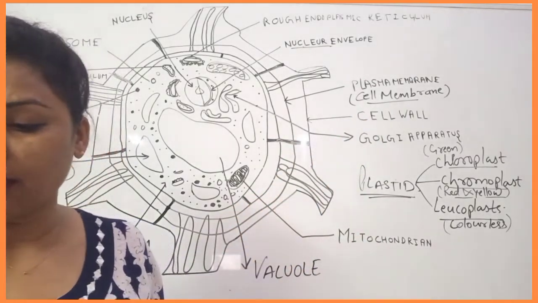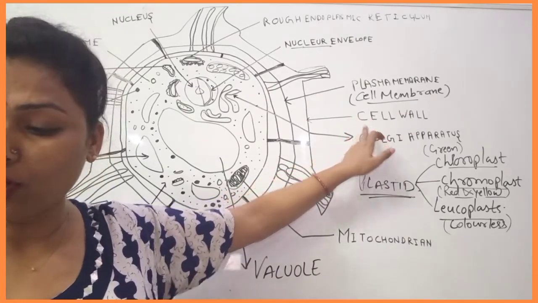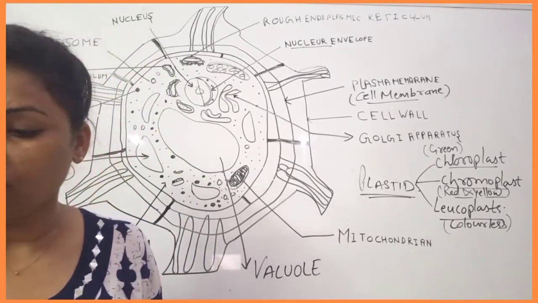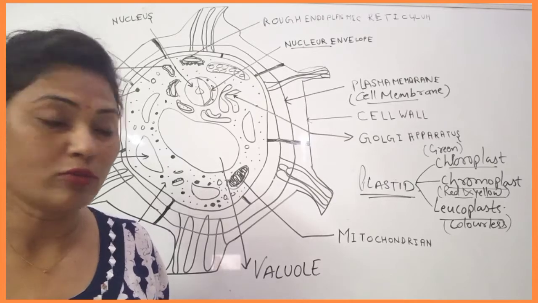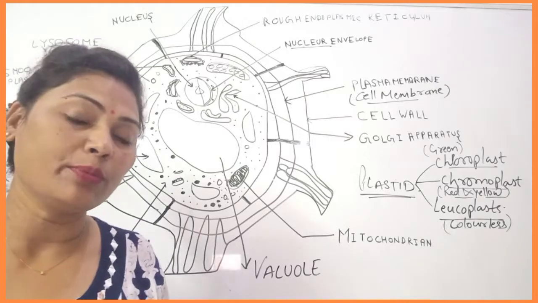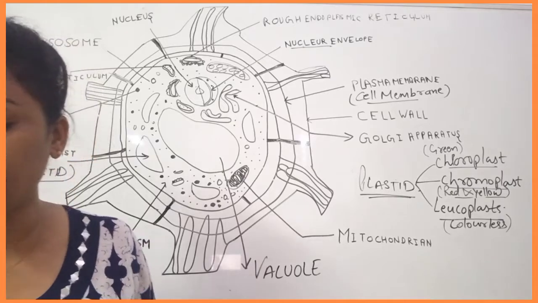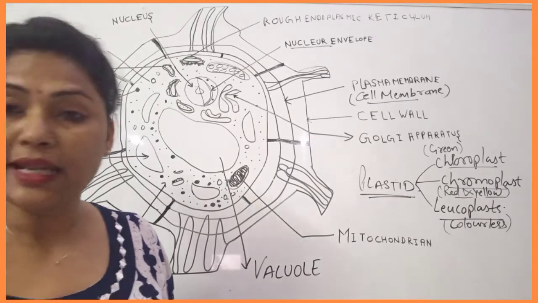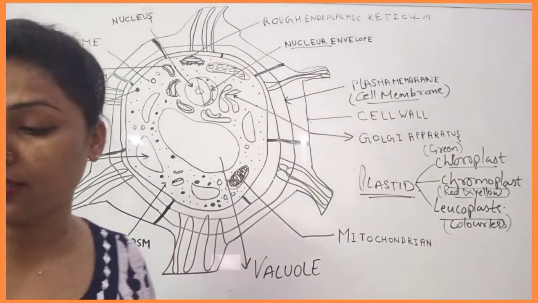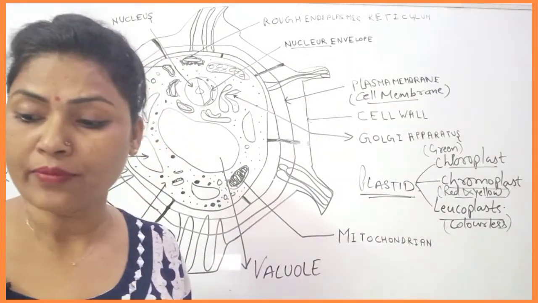The cell wall is non-living, while the cell membrane is living in the animal cell. It will be living in the plant cell also, but the cell wall is non-living. It is made up of cellulose, and the cell membrane is made of proteins and lipids. After that, the cell wall is a rigid and thick structure and visible in the light microscope, but the cell membrane is a delicate, thin structure and visible only in the electron microscope.